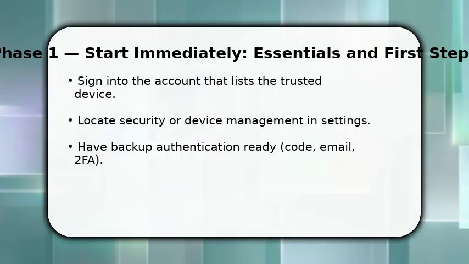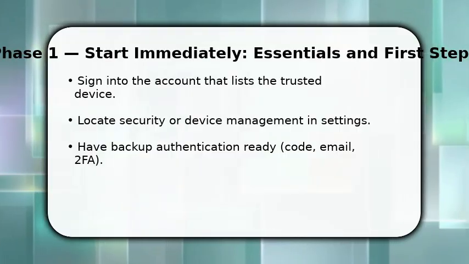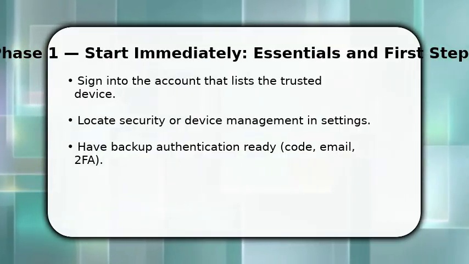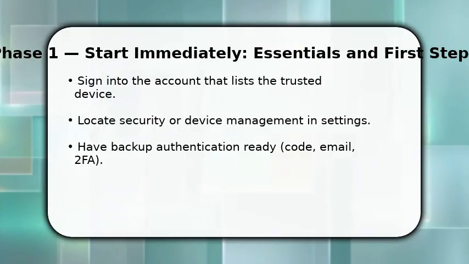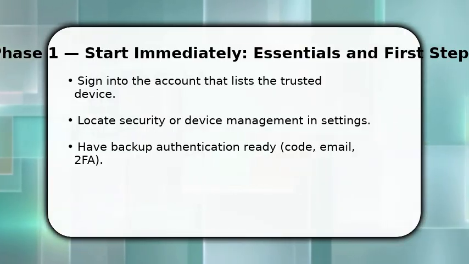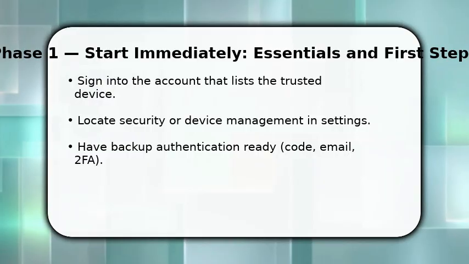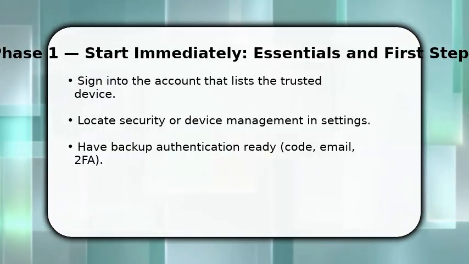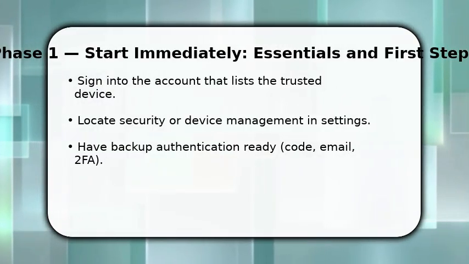You start by signing into the account that currently lists the trusted device. This verifies your authority to change security settings. Once logged in, open Account or Security Settings and navigate to Device Management. This is where trust relationships live.